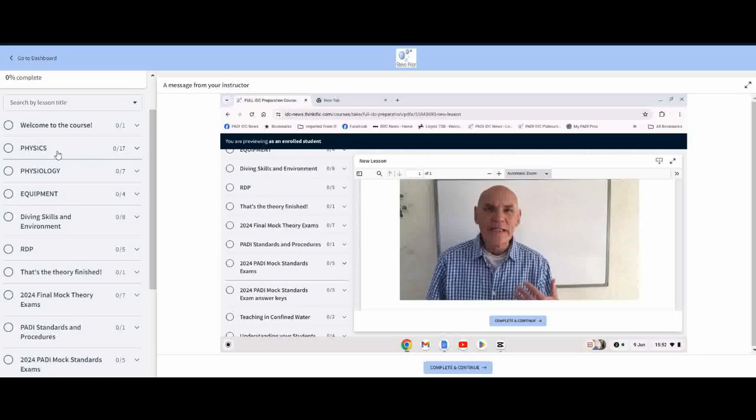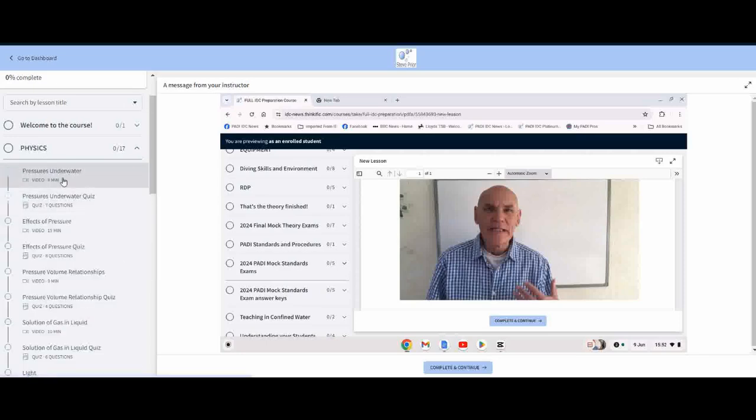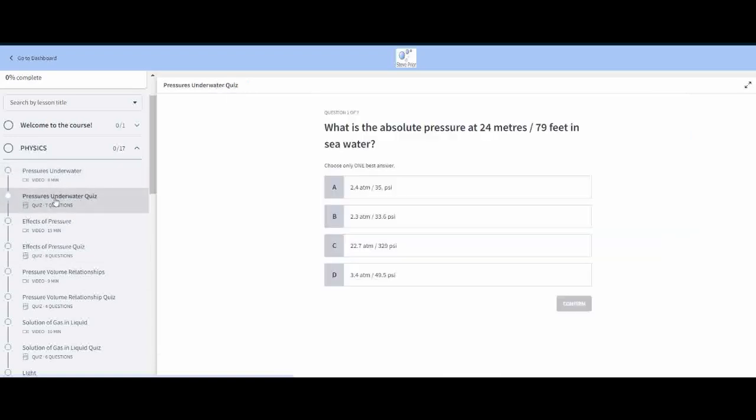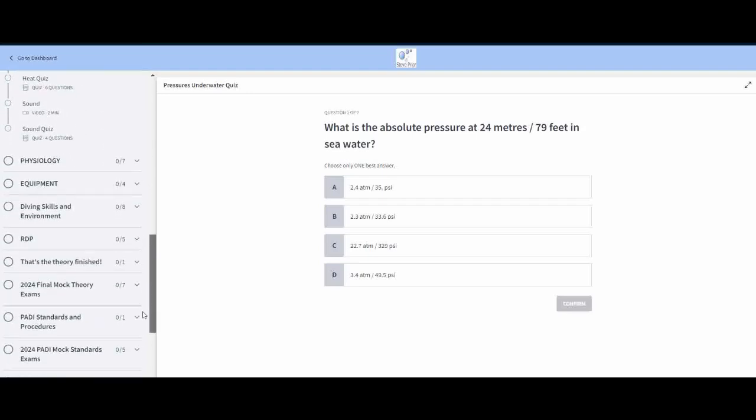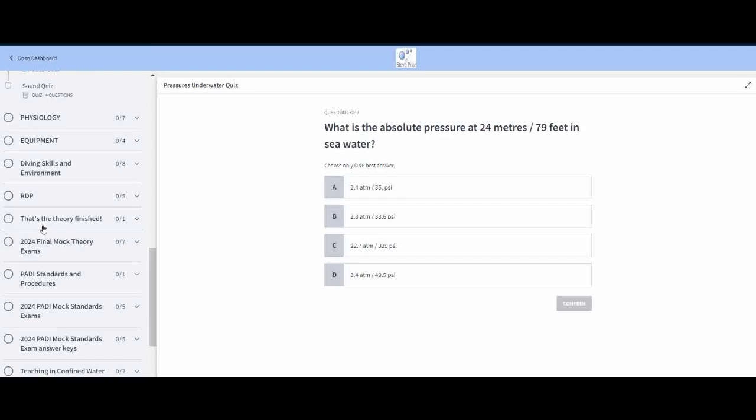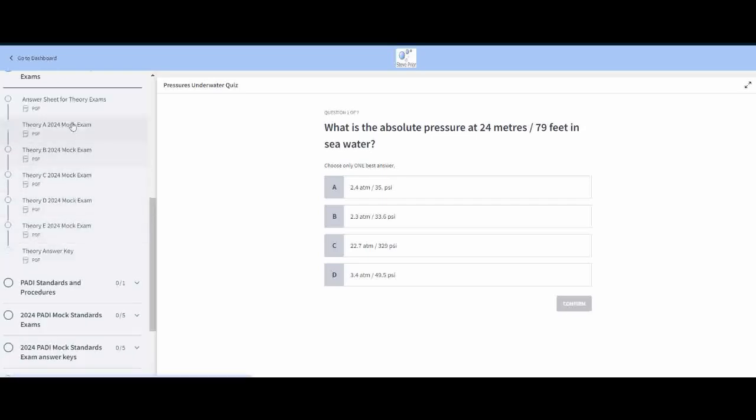So you can work through all of these subjects. They're all here: pressures, underwater effects of pressure, volume relationships. After each of the sections, there's a little quiz that you can take just to make sure that you fully understand the subject before you move on to the next lesson. So once you've worked through the theory, you can go through and do some mock exams.